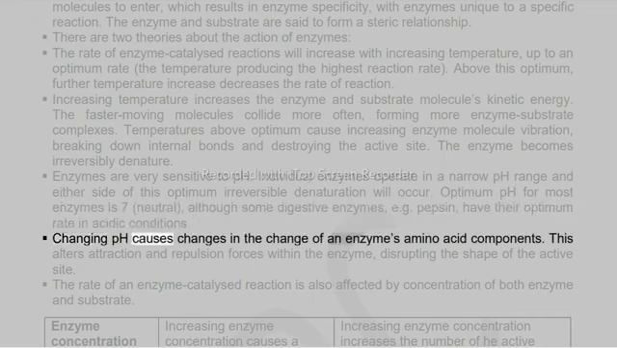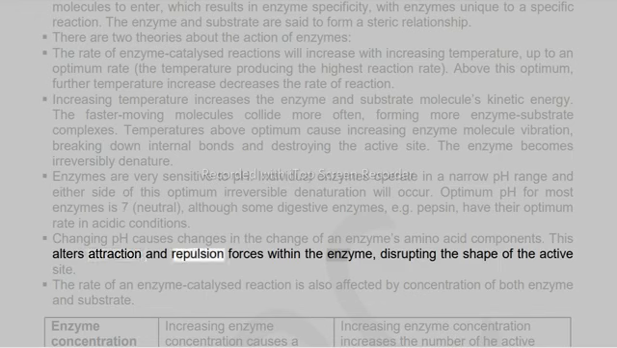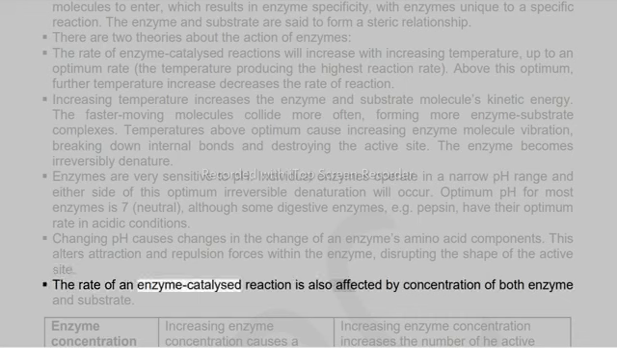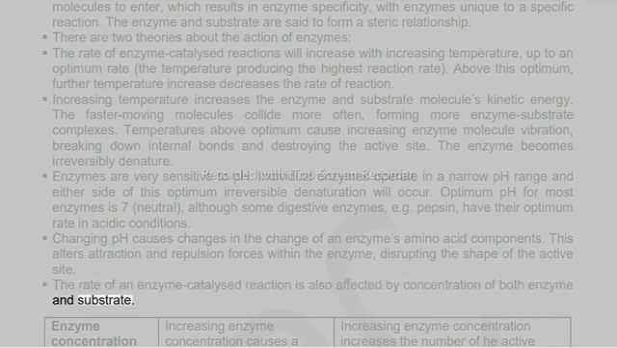Changing pH causes changes in the charge of an enzyme's amino acid components. This alters attraction and repulsion forces within the enzyme, disrupting the shape of the active site. The rate of an enzyme-catalyzed reaction is also affected by concentration of both enzyme and substrate.